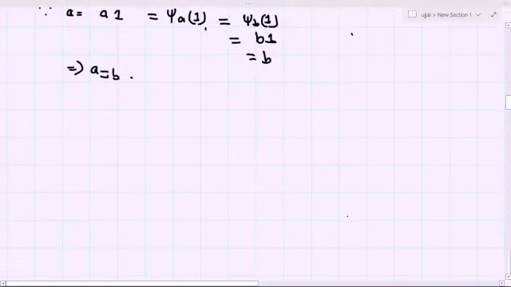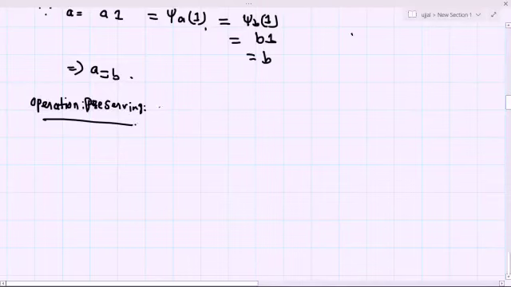Next, let us prove that f is operation preserving. For operation preserving, we take any two elements from the domain set. But before that, let us quickly observe one very small thing. With this observation, I want to conclude that f is operation preserving.